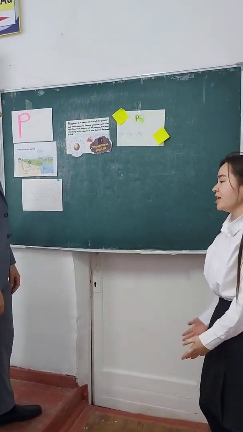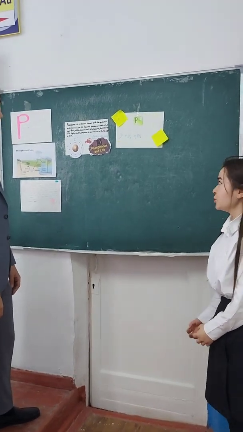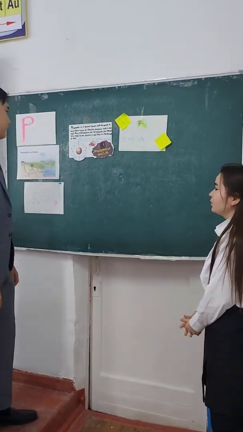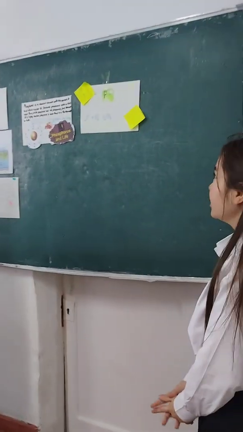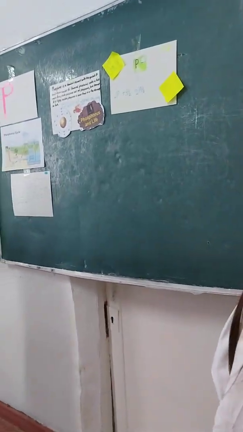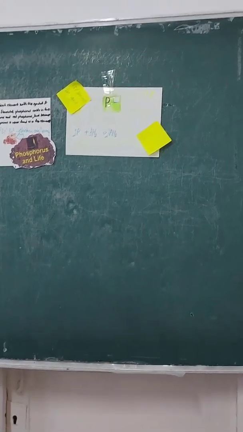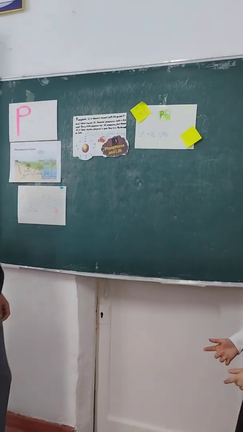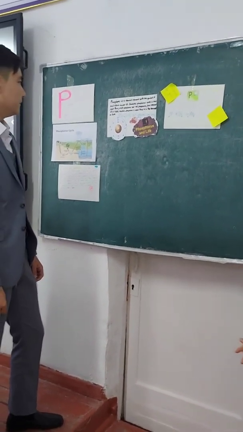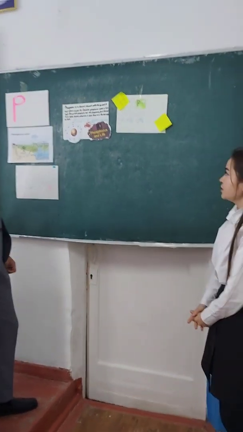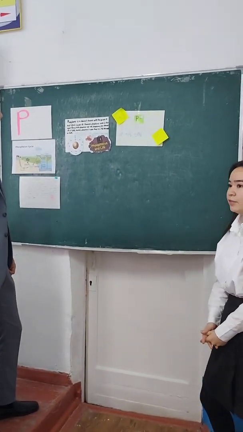Our group's topic is phosphorus and life. Phosphorus is a chemical element. Atomic weight is 31. Atomic number is 15. It has 15 electrons, 15 protons, and 16 neutrons. Its electron configuration is 1s2, 2s2, 2p6, 3s2, and 3p3. It has 3 electron shells. The first shell has 2 electrons, the second shell has 8 electrons, and the last shell has 5 electrons.